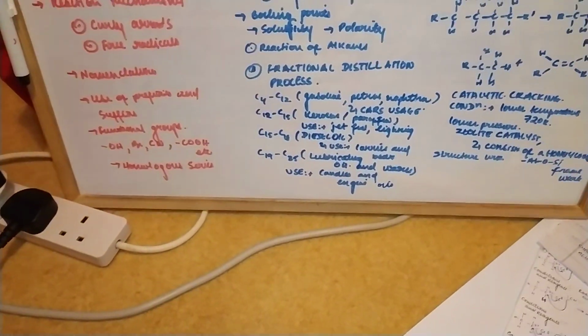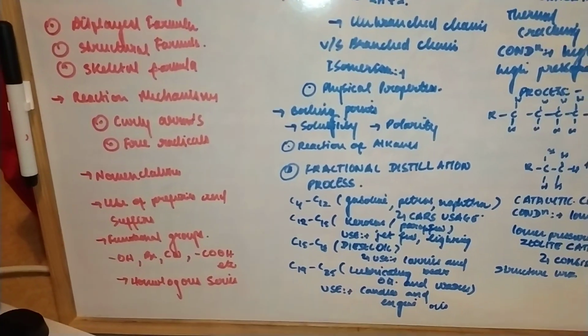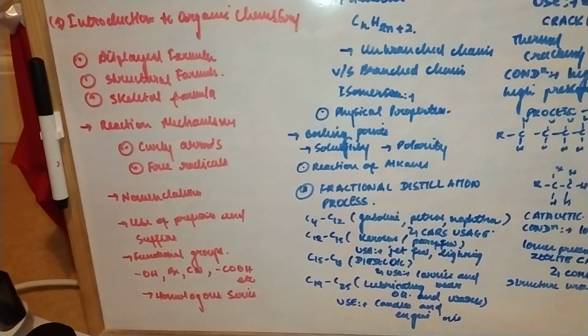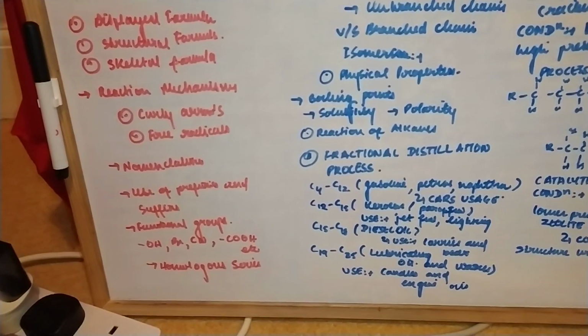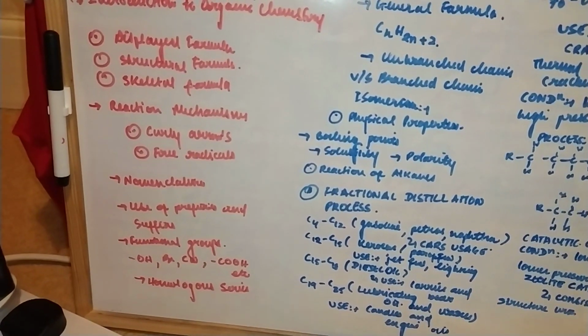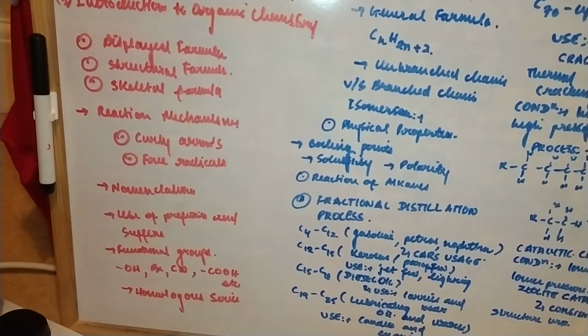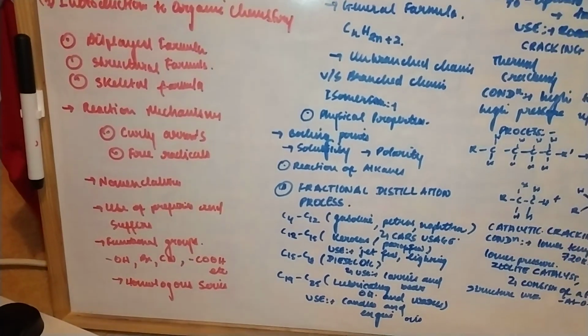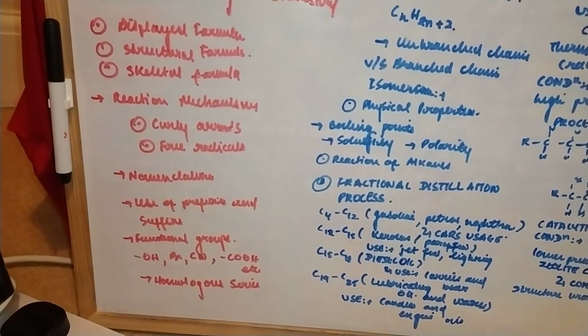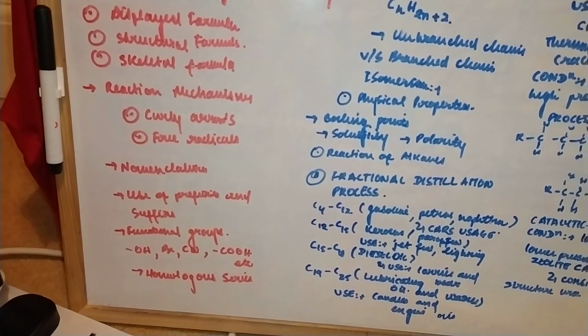Now basically a displayed formula shows every atom and every bond in the molecule. In other words, a single line is a single bond, a double line is a double bond, and a triple line is a triple bond. For example, ethene, propyne or ethyne all have these types of multiple bond molecules. Then you can see the structural formula.